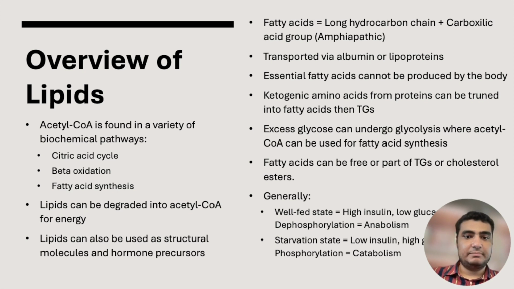Smaller fatty acids may be transported via albumin in the blood, while larger ones are packed into lipoproteins, which we'll be discussing. There are some fatty acids which cannot be synthesized by the body, and they are called essential fatty acids, and they are required in the diet. Also, some molecules can be turned into fatty acids. So we have ketogenic amino acids, which we can transform from proteins into fatty acids, then triglycerides, and glucose can undergo glycolysis, where acetyl-CoA can also be used for fatty acid synthesis.